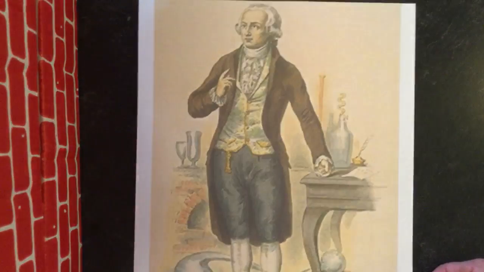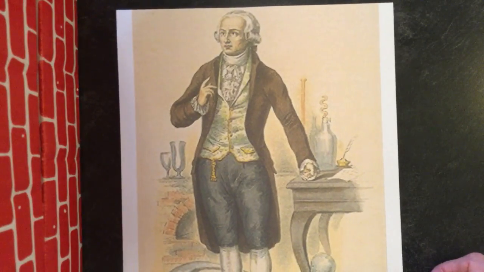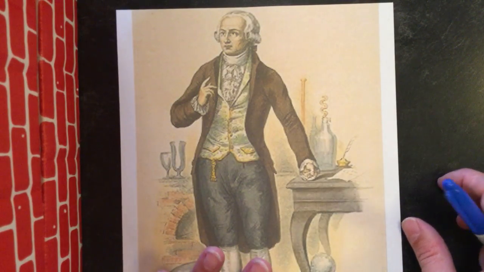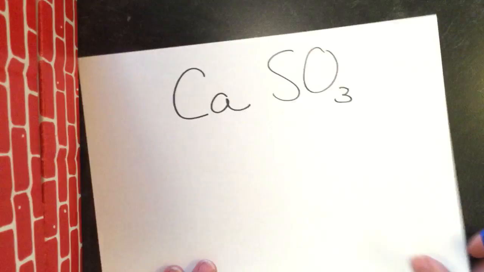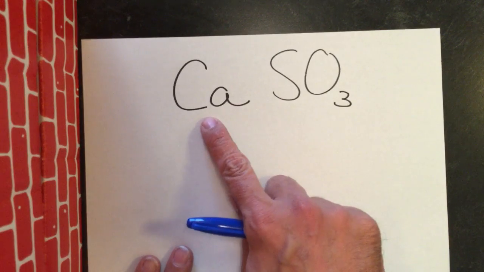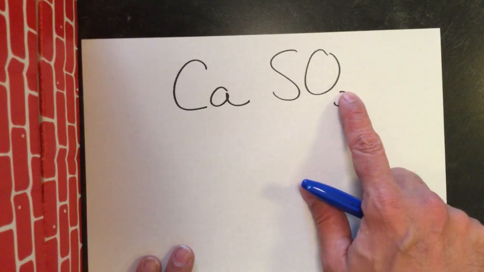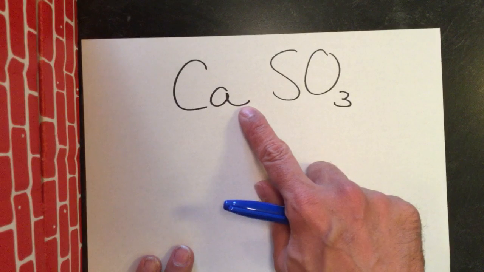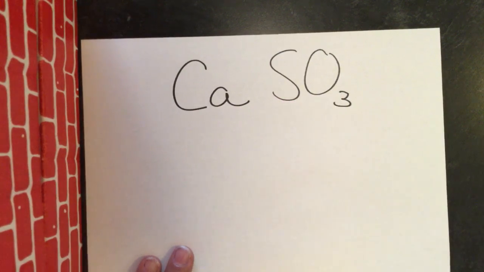And now, whoa, wait a minute, it's our surprise guest again, Antoine Lavoisier, the father of modern chemistry, and he is here to warn us. Antoine, why are you warning us? Because, oh my gosh, how are we going to name this one? Calcium, sulfur, oxide, calcium, sulfide.